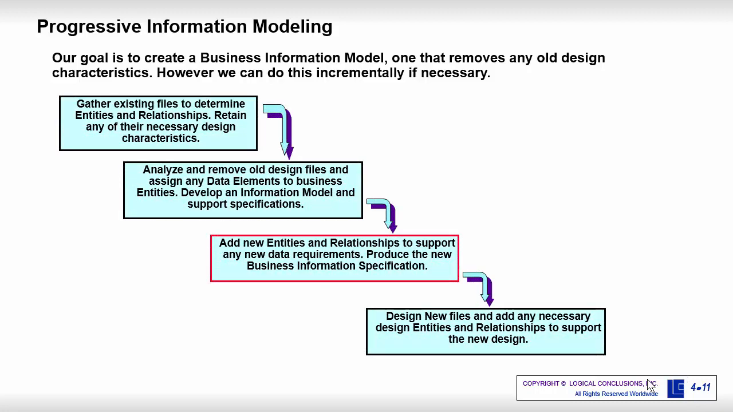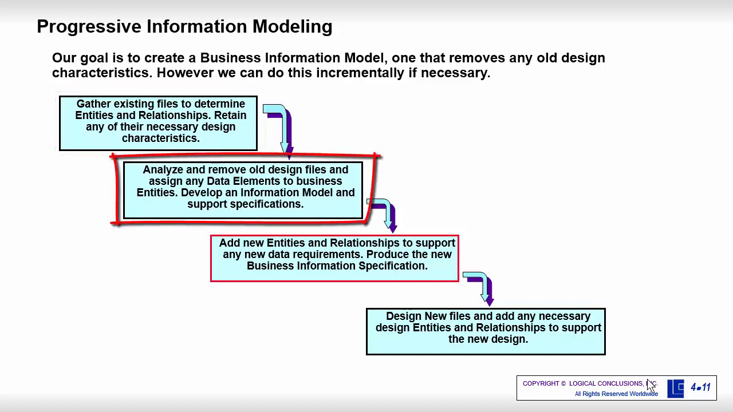The cascading diagram on the screen shows a progression that we can use to develop a final information analysis specification. We can gather existing files to determine entities and relationships and retain any of their necessary design characteristics. We could record the existing files and their usage that we can use as a communication tool for business and user staff, and as an audit trail back to physical files. I don't really recommend we do an entity relationship model depicting the existing file structure though.